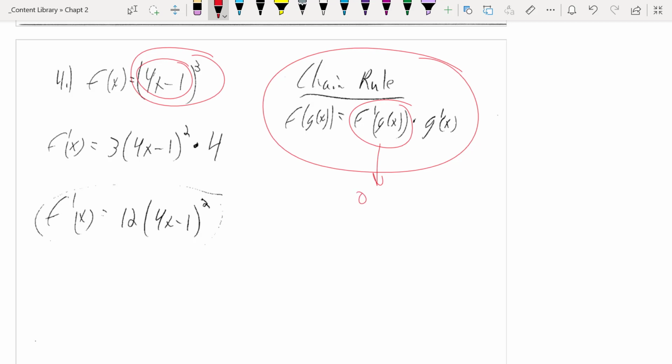So this is your outer equation, and we want to find its derivative. And then we're going to take that times the inner equation. That's what this stands for, the inner equation. And we're going to find its derivative. And so that's symbolized by d dx of the inner equation.